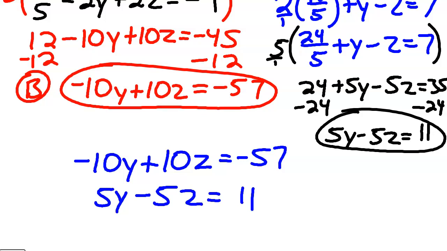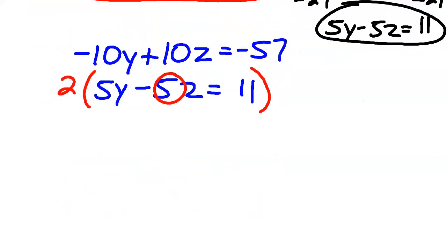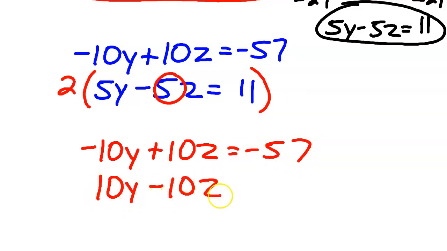Excuse me. And so if I want z to cancel out, I need to make this into a 10, and I can do that by multiplying by 2. Right, so I'm going to multiply the bottom equation by 2. Sorry, I jumped down a little further than I wanted it to. All right, so the top equation stays the same. I'm just going to copy it down. The bottom equation, I'll get positive 10y minus 10z equals 22.